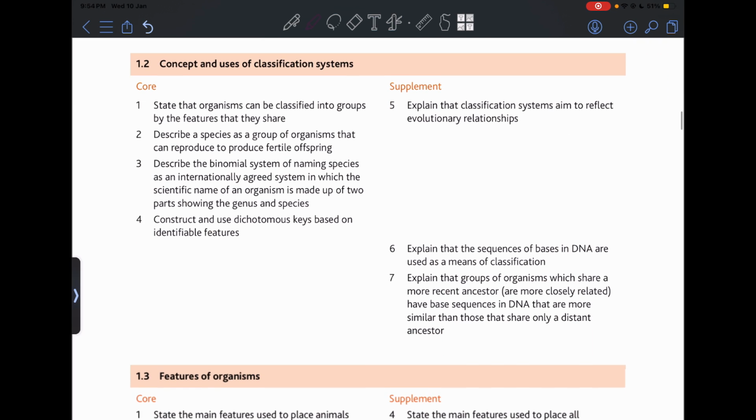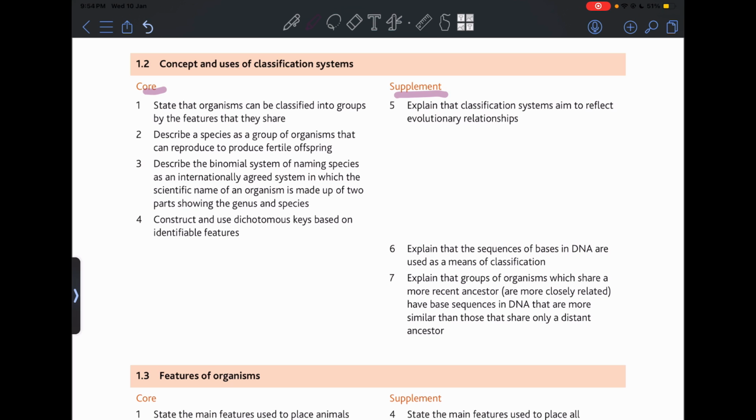Now for 1.2, there is extra information for the extended students, and this part is just for the core students. So let's first see what the core students have to learn. They have to know that organisms can be classified into groups by the features that they share. This is just information for you to know. And they have to describe species. This is a definition you have to memorize. Species are a group of organisms that can reproduce to produce fertile offspring.